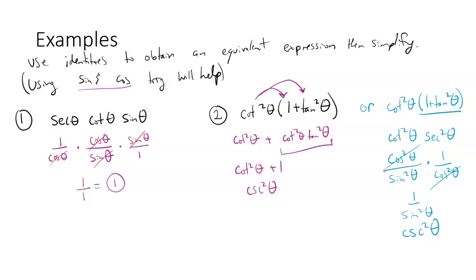All right, so for the rest of the examples, I'm pretty much going to just show one way. Right, so let's try another one. So what happens if you see something that looks like this? Secant of theta minus 1 and secant of theta plus 1. So here's our example.